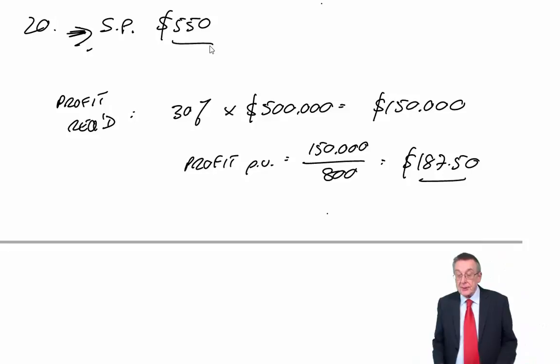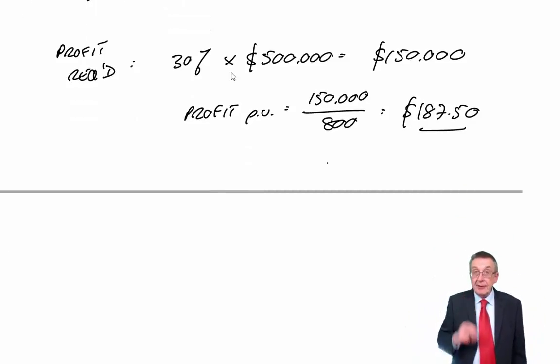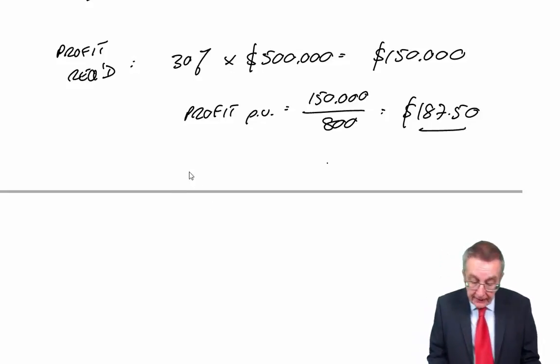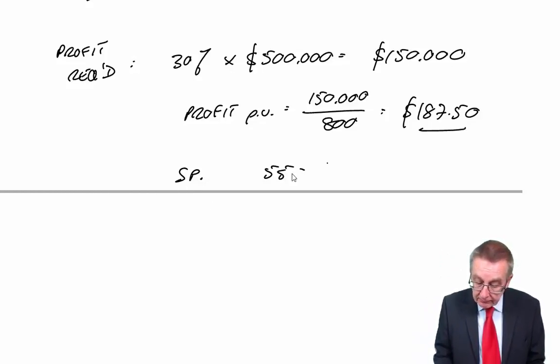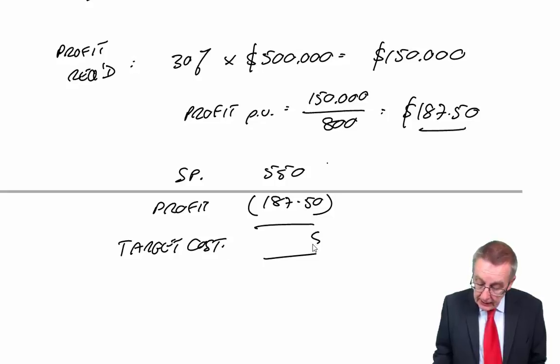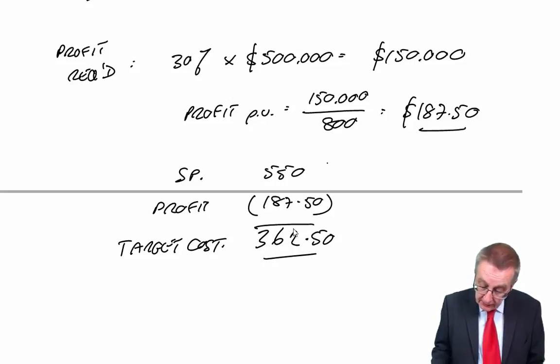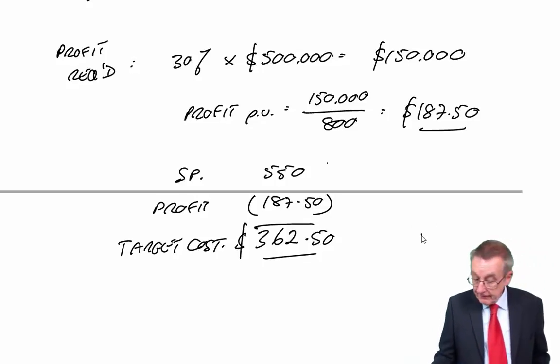And the target cost is whatever cost would give us a profit of 187.50 on a selling price of 550. So selling price 550, the profit we want 187.50, and therefore the target cost is 362.50, I think. I hope I've got my arithmetic right there. Is that one of the choices? Yes. D.